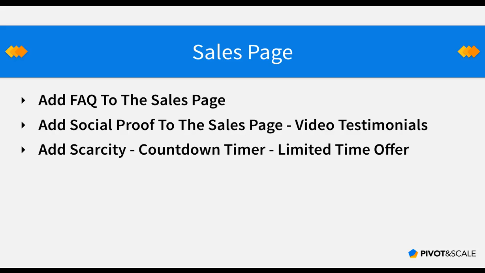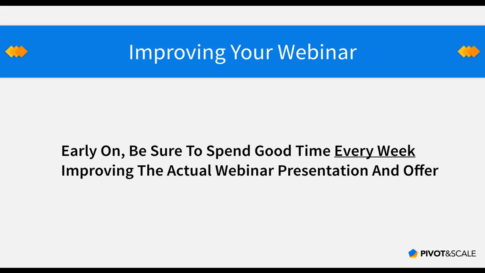Thirdly, you can start to add scarcity. So you might get a countdown timer on there saying, hey, this offer is going to end in 3 days or a certain number of days. Let them know it's a limited time offer. Let them know it's a special offer. It's available right now. And when it's gone, it's gone. That can be a really effective part of this, guys.